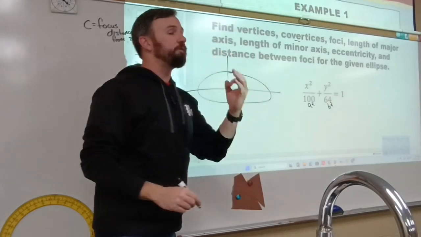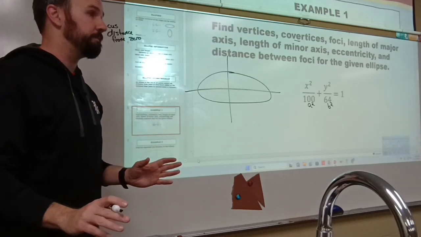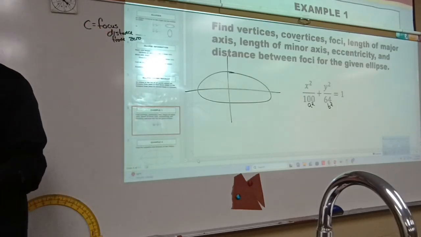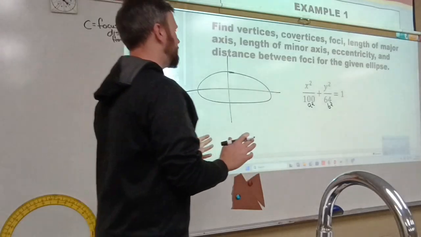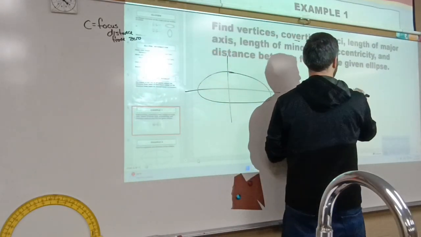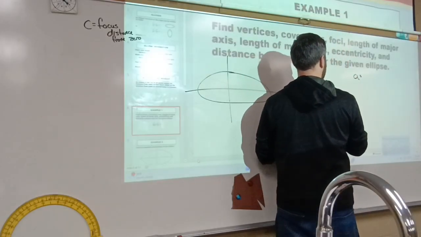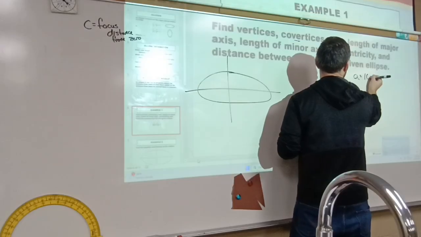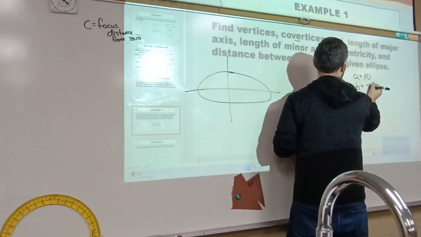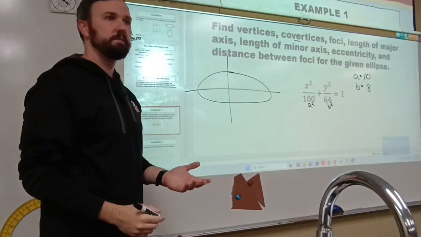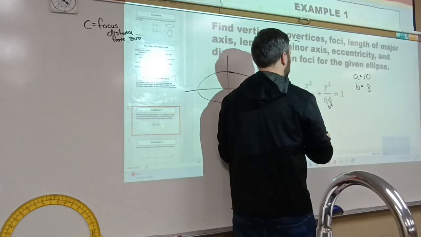So I need to find 3 letters every time. If I find my a, b, and my c, I have everything I need, right? That's going to be true for all of these. Find your a, b, and c, and that's it. I know it looks complex, but let's break it down. What's a going to be? 10. What's b going to be? 8. Where did those come from? You just square root them.